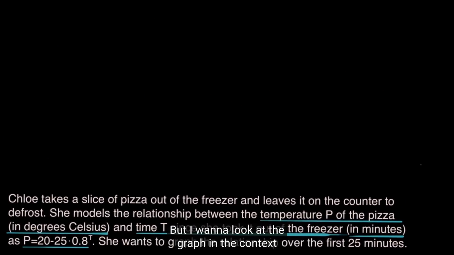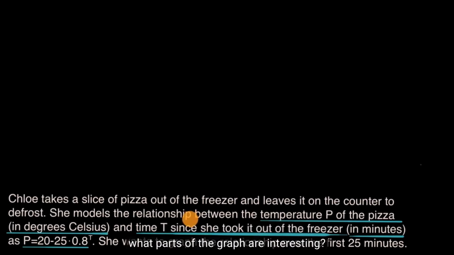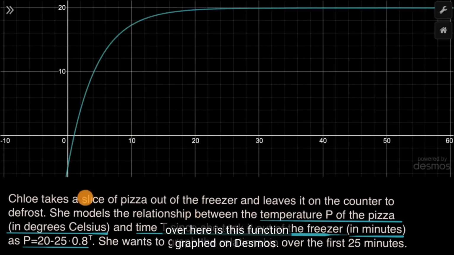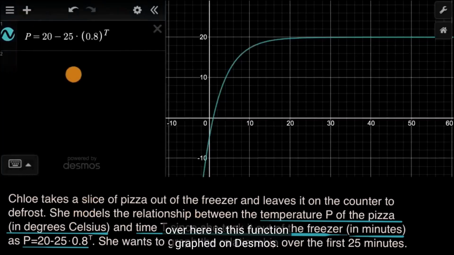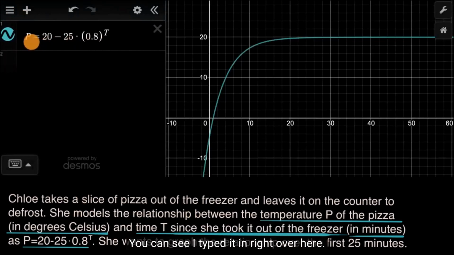But I want to look at the graph in the context of what we are trying to model and carefully think about what should be the labels for the axes, what parts of the graph are interesting. So this right over here is this function graphed on Desmos. You can see I typed it in right over here. P is equal to 20 minus 25 times 0.8 to the T power. Exactly what we had down here.